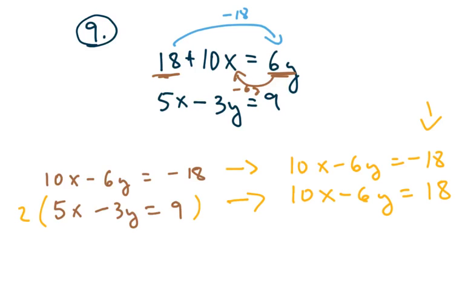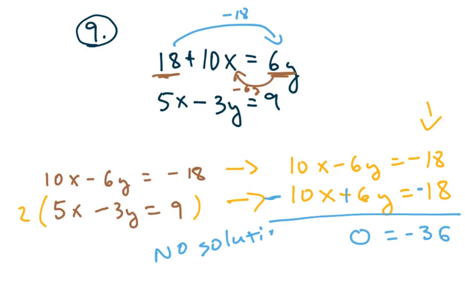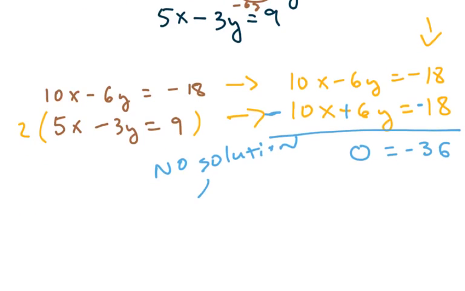Notice that if I multiply the bottom one through by a negative and change the signs, and then add these together, I would end up getting 0 equals negative 36, which means this one has no solutions, right? Which means this one is the empty set.